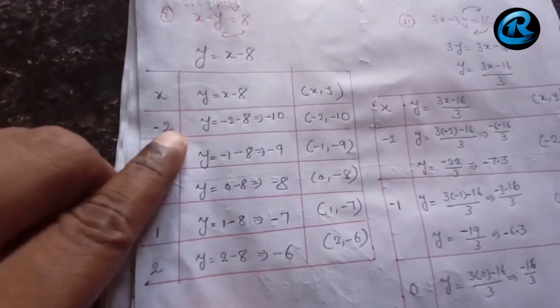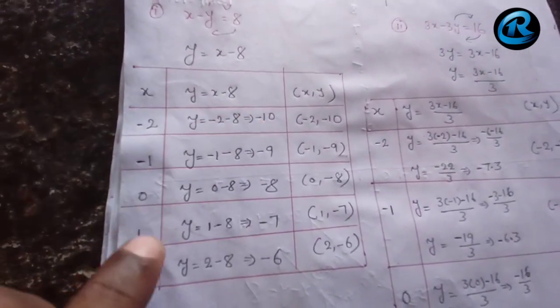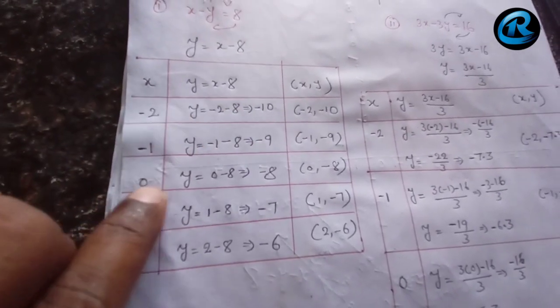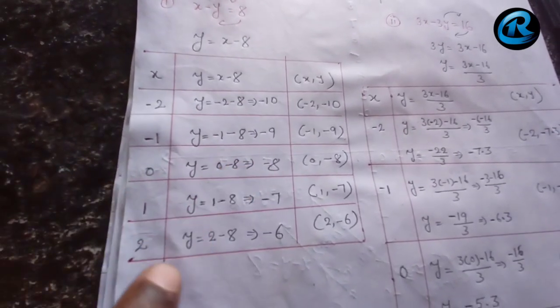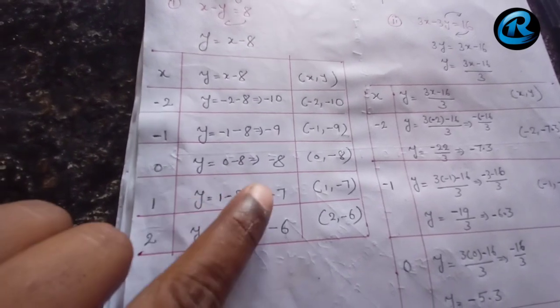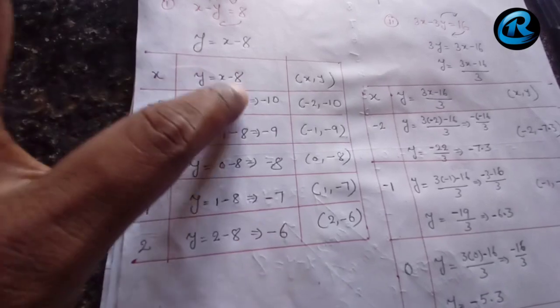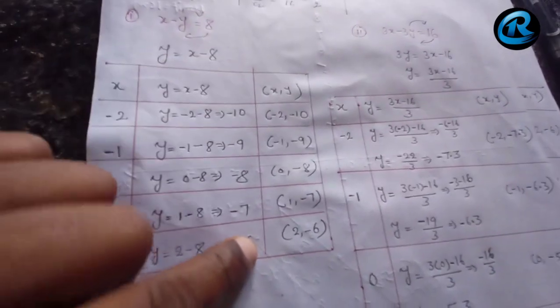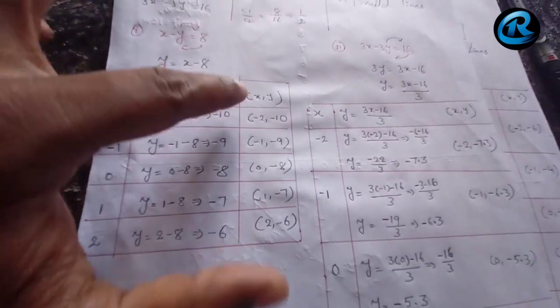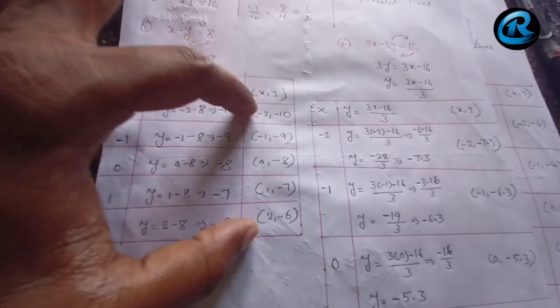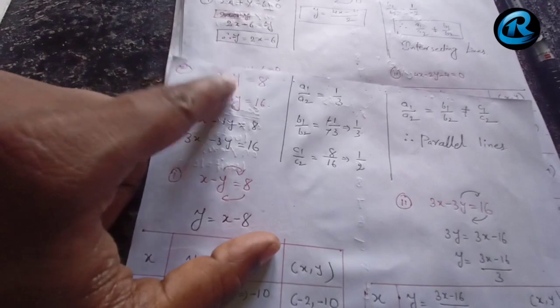That is, when x is minus 2, y equals minus 10. When x equals minus 1, y equals minus 9. When x is 0, y is minus 8. When x equals 1, y is minus 7. When x equals 2, y is minus 6. If we simplify, you will get this. So if I explain every simplification, it takes a long time to complete this video. So here are the 5 points we got for equation number 1.